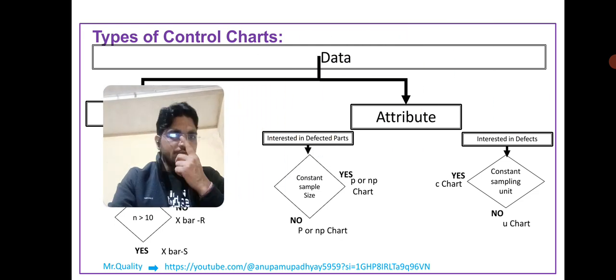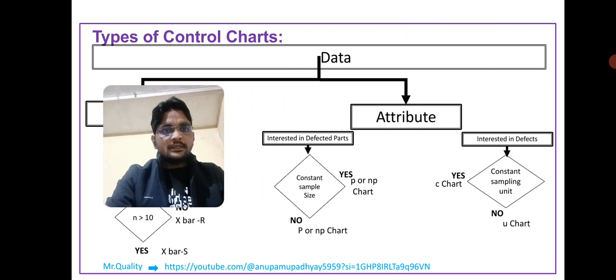In terms of attributes, is the sample size constant? If the sample size is constant, we should use the NP and P chart. If no, then we can use the P chart. So for the P chart, the sample size can be constant or varying. And for a constant sample unit, we use the C chart. If no, then we use the U chart.